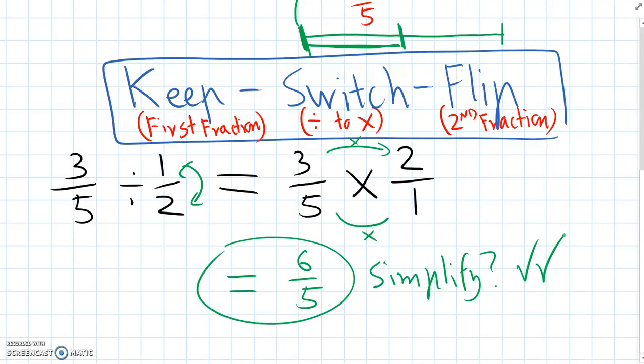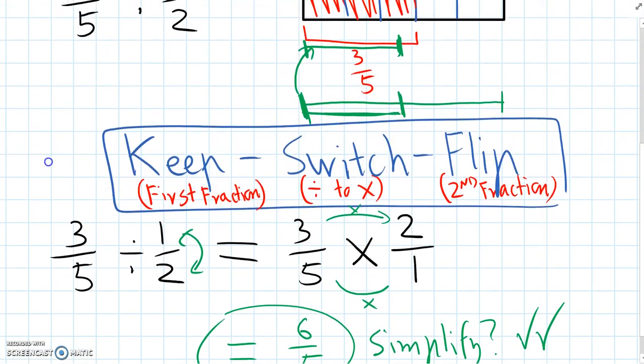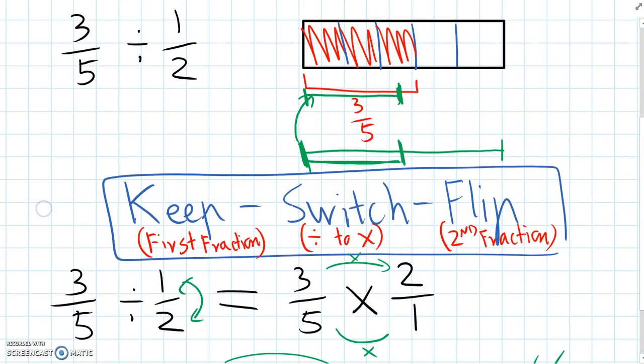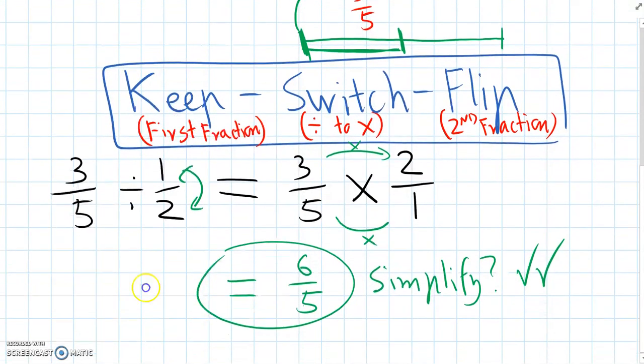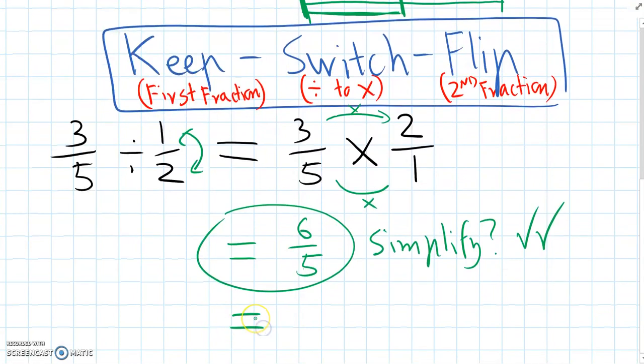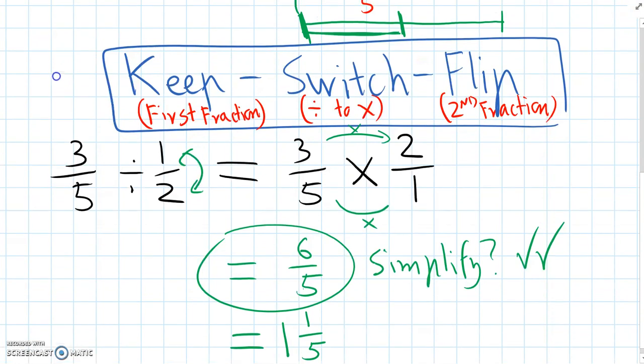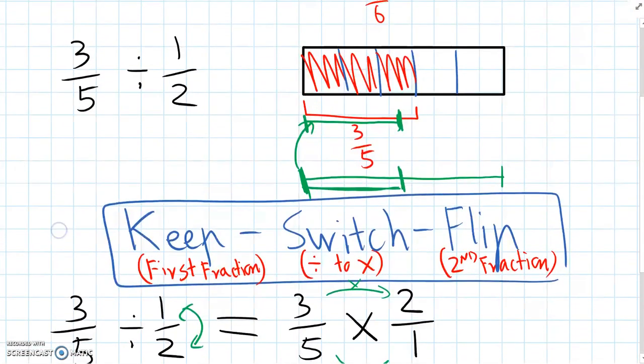Let's actually think what that means. So we found that we were asking, how many times does 1/2 fit inside 3/5? And we found the answer was 6/5. And that's an improper fraction. So we can convert that to a mixed number. 5/5 is 1, and we have 1 extra fifth. 1 and 1/5. So just like we estimated, we can fit 1/2 in 1 whole time plus a little bit extra. And it ended up being 1/5 extra.